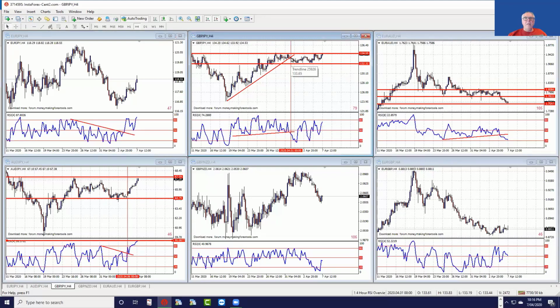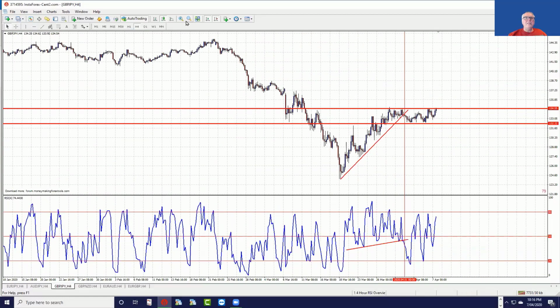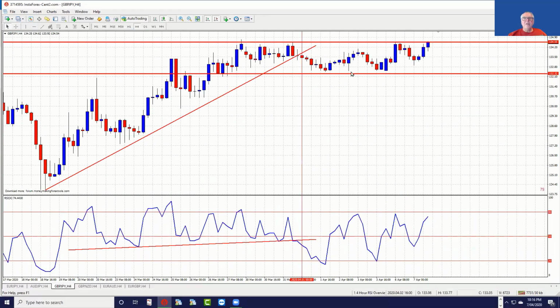Although it broke that trend line, it looks like a very small move. But let's just go and have a look at what actually happened there. So there's the break of the trend line. Let's see how far it went. It actually went 120 pips. So, you know, although it looks like it didn't move at all, it did reach 120 pips.